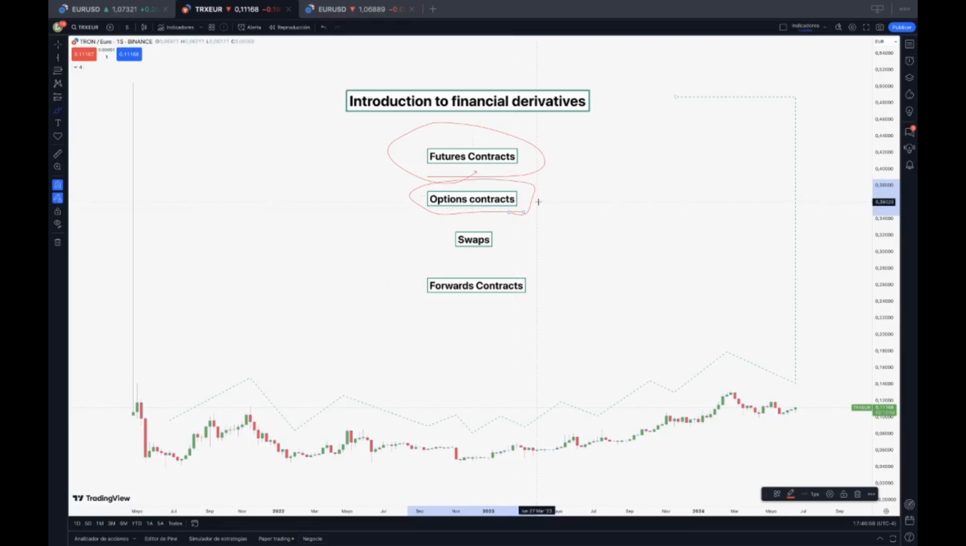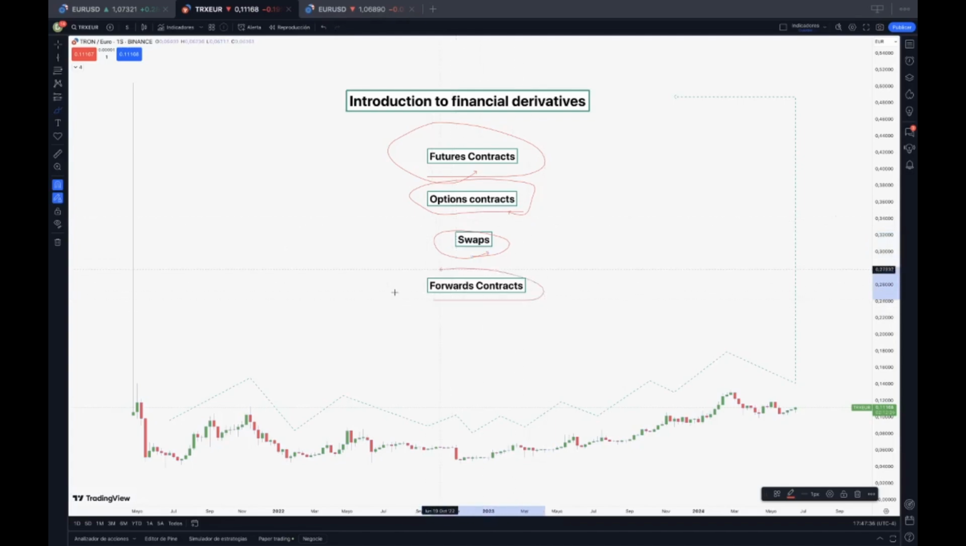The third kind of derivative is swaps. A swap is an agreement between two parties to exchange cash flows or other financial instruments over a specified period of time. The most common types are interest rate swaps and currency swaps, and they are used to manage interest rate exposure or currency risk. For example, a company might use an interest rate swap to switch from a variable interest rate to a fixed rate.